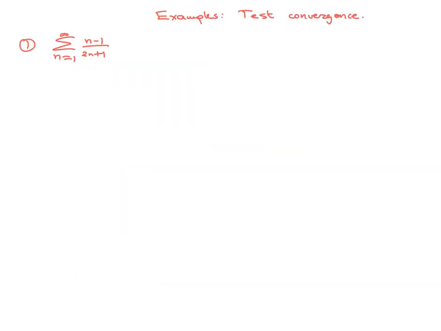We want to test the convergence of the sum as n goes from 1 to infinity of n minus 1 over 2n plus 1. The first thing I notice is that if I look at the individual terms, there's an n in the numerator and n in the denominator. That limit may not go to 0. So I'm going to start by taking the limit as n approaches infinity of n minus 1 over 2n plus 1, just the individual terms of that series.